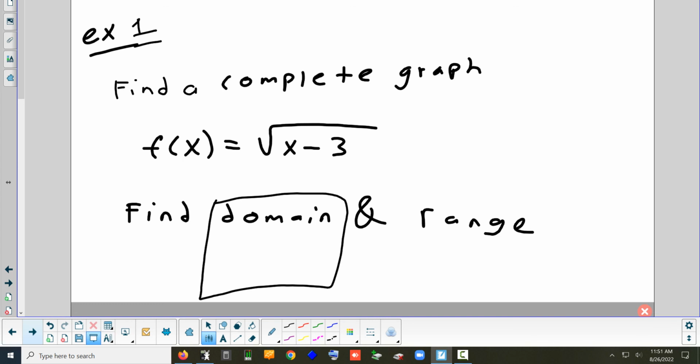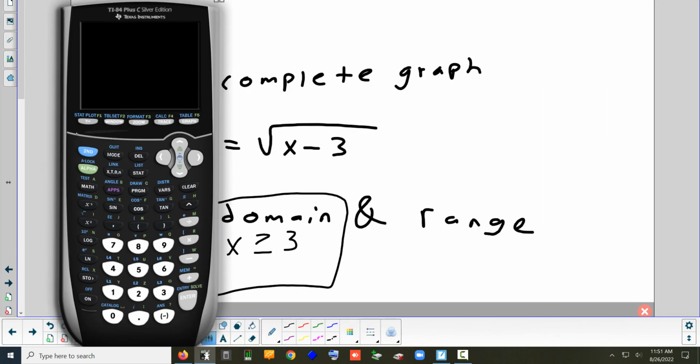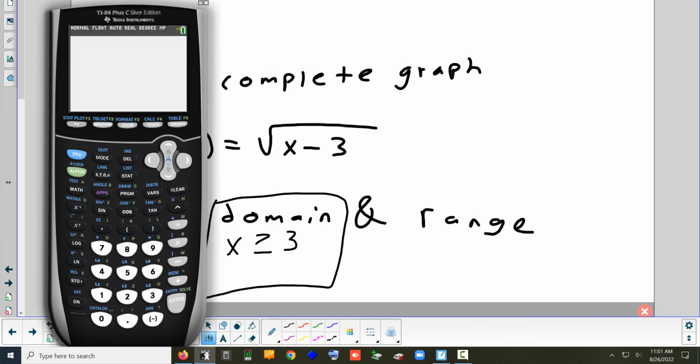Or no, that was the other one. Yeah, negative 3 wouldn't work here. Positive 3. That was the exact same problem. Yeah. So anything 3 or higher. If you're like, well, why not 2? Well, try it. 2 minus 3 is negative 1. No good. And the range, well, this is where we use the calculator, and that really helps us define the range. So I'm going to type in the square root of x minus 3.